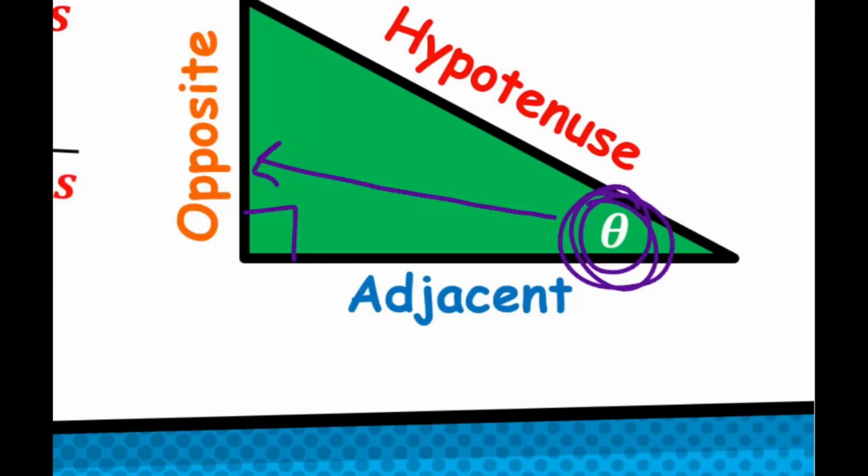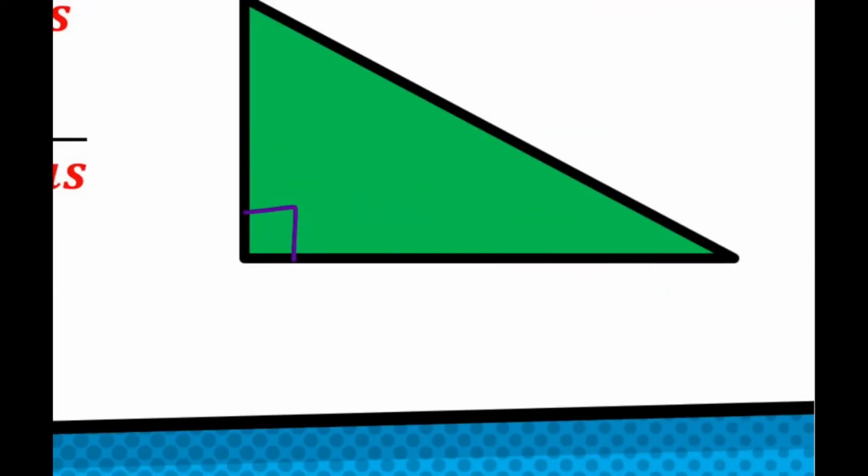So the SO in SOHCAHTOA, the S stands for sine, and this is just a way to help remember it, and the OH stands for the opposite and the hypotenuse. So the ratio that we can use here, and we can use this to find sides and angles of right triangles only, is sine of our angle equals the opposite side over the hypotenuse side. And then cosine, the C for cosine, A for adjacent, H for hypotenuse, similar, just using the adjacent side. And then tangent is the opposite over the adjacent side.